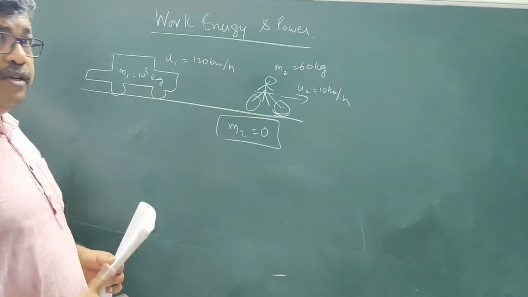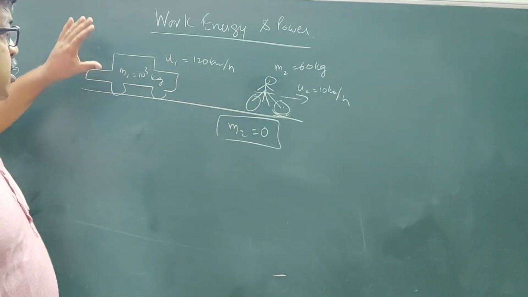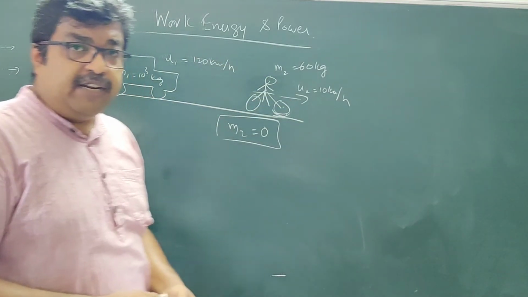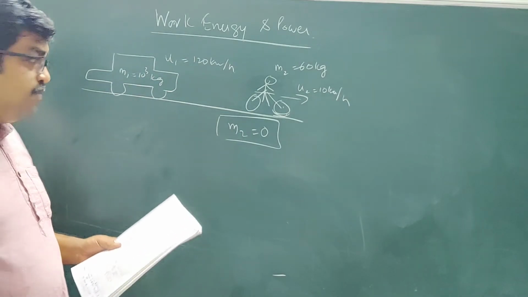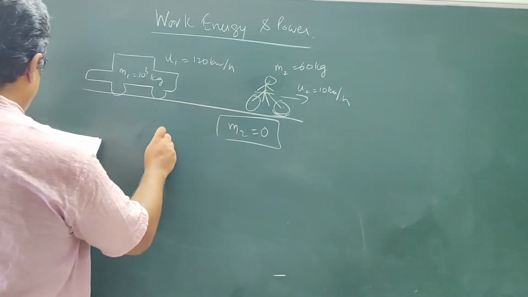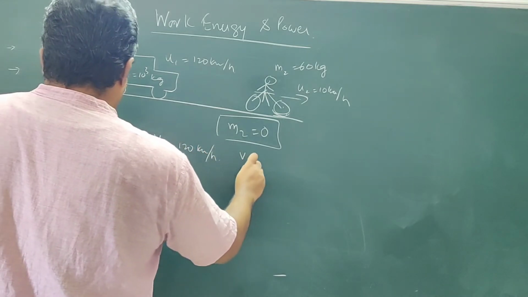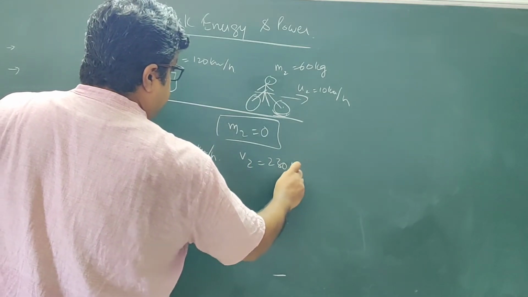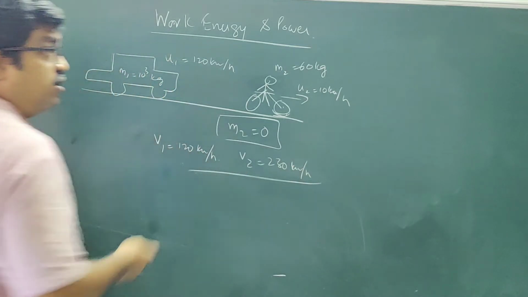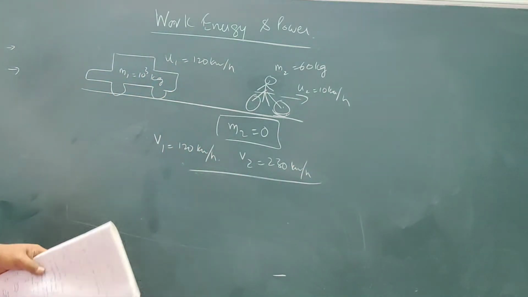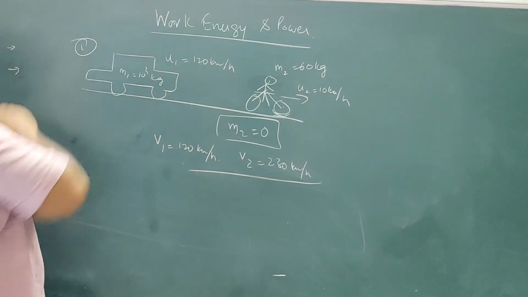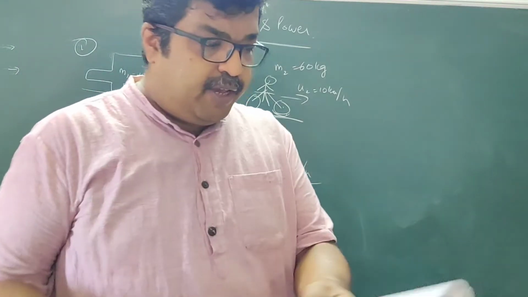So you have to use the condition where a massive projectile hits a light target. Try to solve this question and verify whether you are getting V1 equal to 120 km per hour and V2 equal to 230 km per hour. This is one example which you should try.